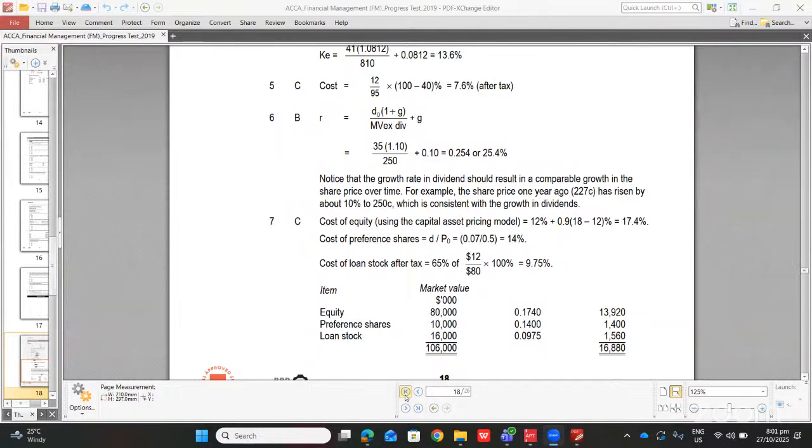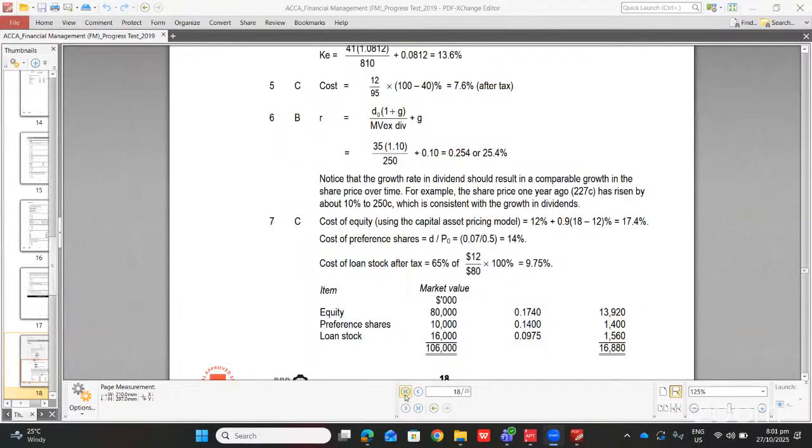The loan stock is irredeemable. So irredeemable would be interest over the market value, and you're good to go. The loan stock is 12% loan stock irredeemable. The market value is $80. So $12 over $80, 9.75%. So again, even though it's 4 marks, they didn't really expect you to do much, right?